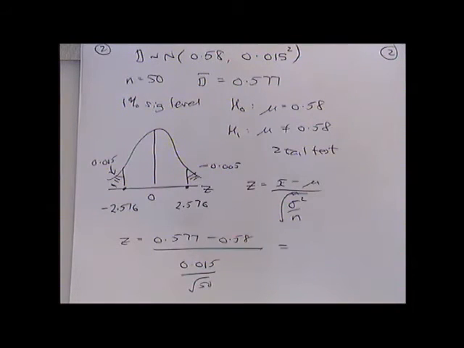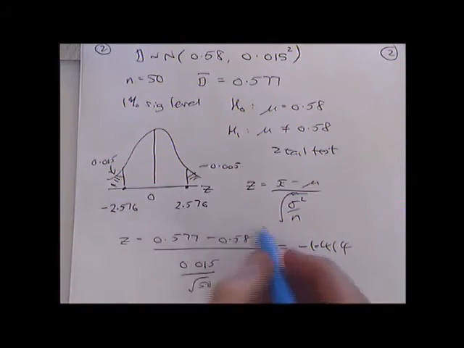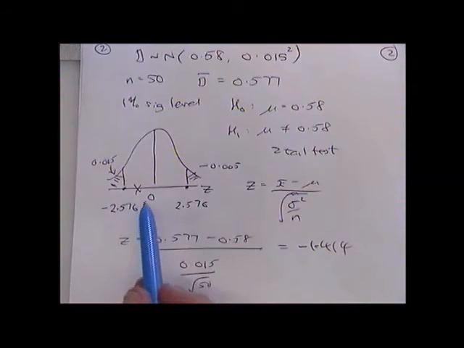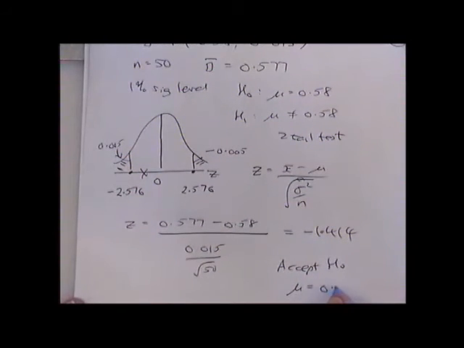Anybody got an answer? Minus 1.414. Yep, that's what I think it should be. And that is going to be here somewhere. It's not in a critical region, so what do we do? We accept H0. Not in a critical region, we accept H0, so we state that mu, as far as we're concerned, is still 0.58.